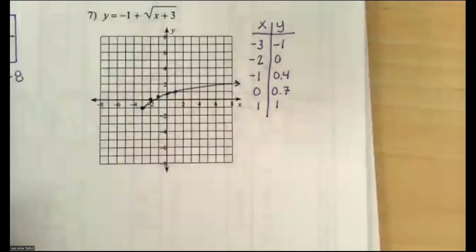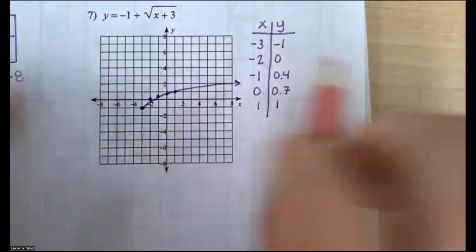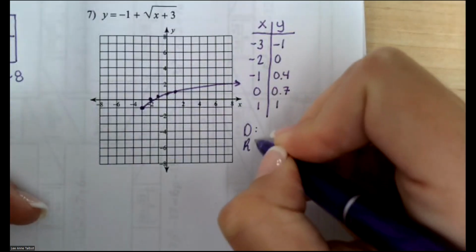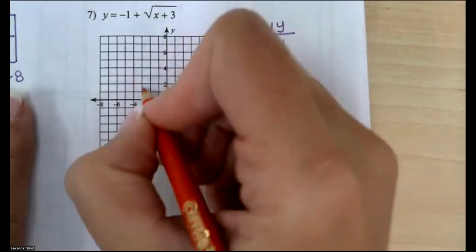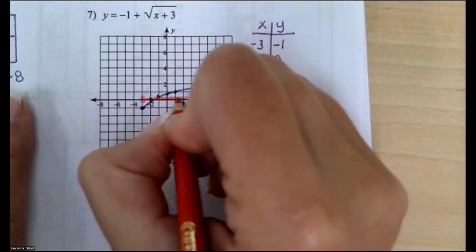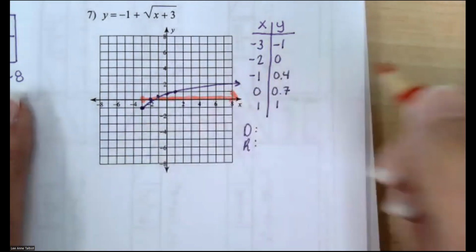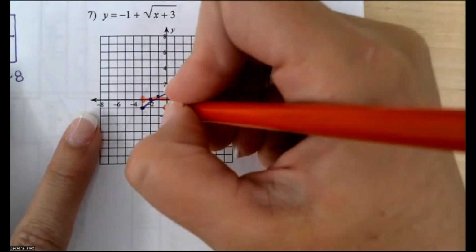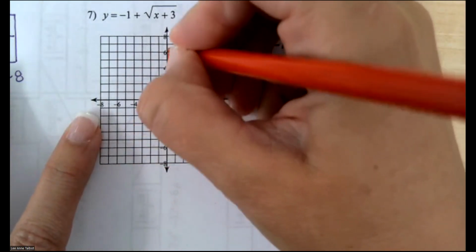Okay. All right, now we're gonna do domain and range. Domain is X. Range is Y. I'm going to mark these on the X and Y axis, just like I did on our warm-ups. Domain is this. Range is this.